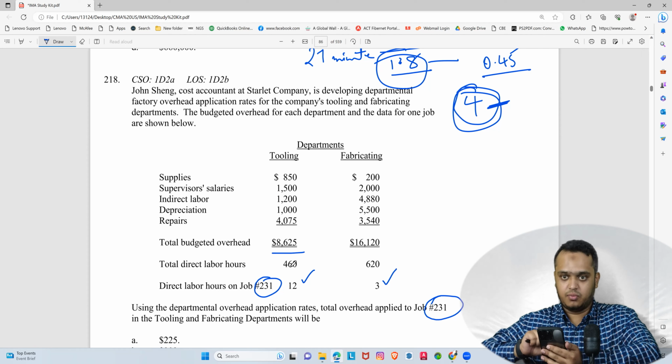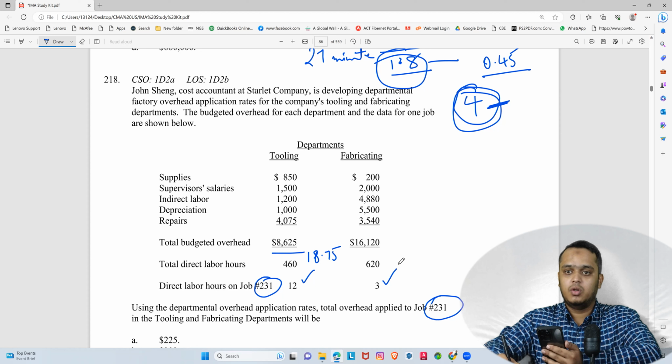8625 divided by 460 is equal to 18.75, and then 16,120 divided by 620 is equal to 26. So simply what I can do is 12 into 18.75 and 3 into 26.